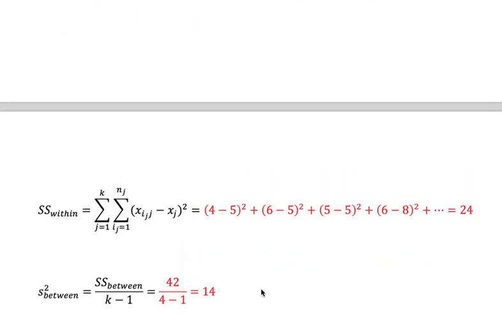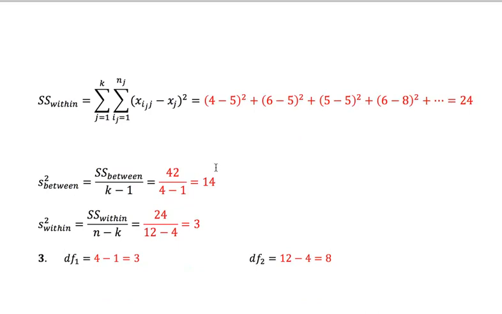For the within groups, we take each individual observation, subtract the group mean, and then square this difference. We do this across the groups. What you see here in this calculation is that we do it first for the first group. The mean for the first group was 5 and the individual observations were 4, 6, and 5. So we take 4 minus 5 squared plus 6 minus 5 squared plus 5 minus 5 squared and so on.